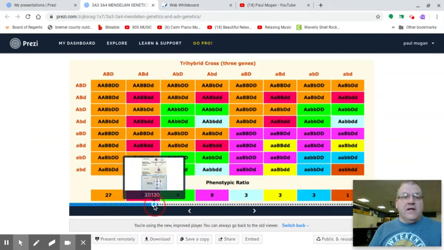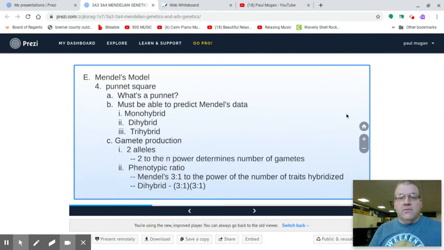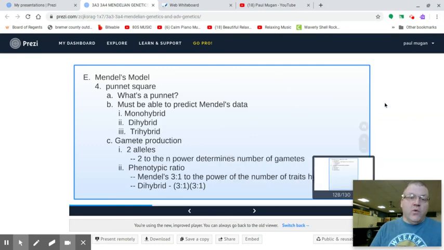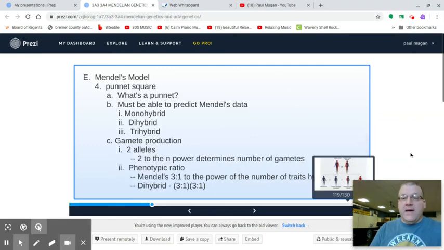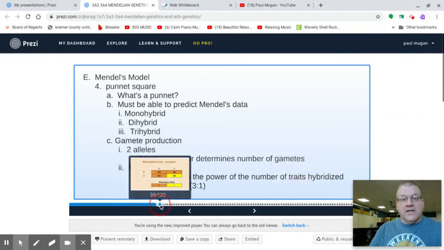But let's come back and take a look at the mathematics behind the phenotypic ratios. So in Mendel's monohybrid, we saw his data show us regularly 3-to-1 ratios. So 3 to 1 to the power of the number of traits hybridized will give you the phenotypic ratio for that particular cross. So let's take a look at the dihybrid.